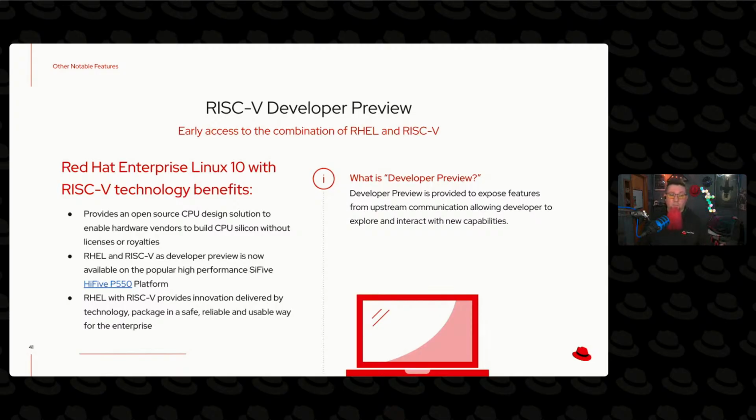So Red Hat's decided to build a developer preview of the RHEL 10 on a single RISC-V developer board, and that board is the SiFive HiFive P550. We did have a demo of this at Summit. I unfortunately did not have the time to check it out, but it seems like a pretty cool technology. So if you're interested in RISC-V, you should check into it.